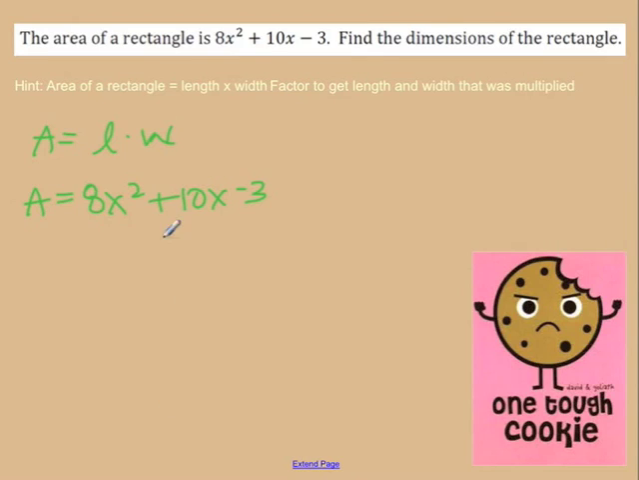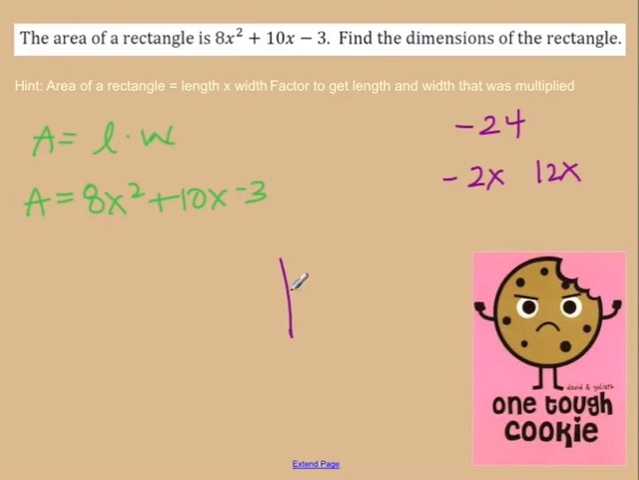I noticed with this one to factor, I cannot divide all of them by 8. So I'm going to have to do my box method. What I need to do is take 8 times negative 3, which gives me negative 24. Then I say, what multiplies to negative 24 but adds to 10? If I start breaking this down, I would see that 2 times 12 will give me 24, and I want to add to 10, so if I make a negative 2x and a 12x, that will add to 10x, and if I multiply them, I get negative 24.